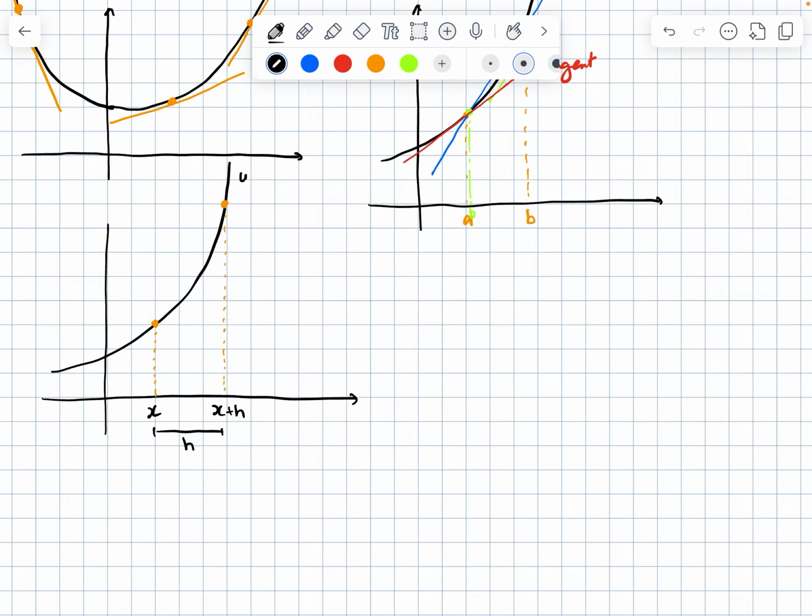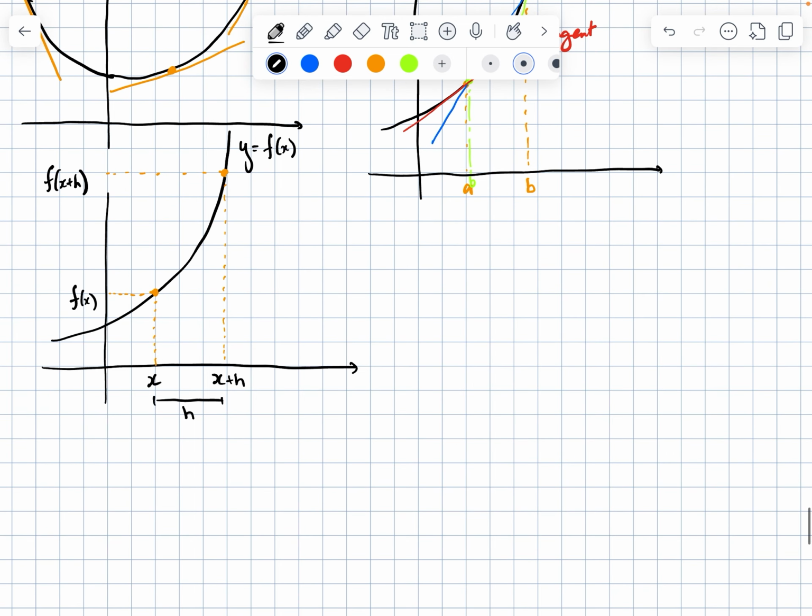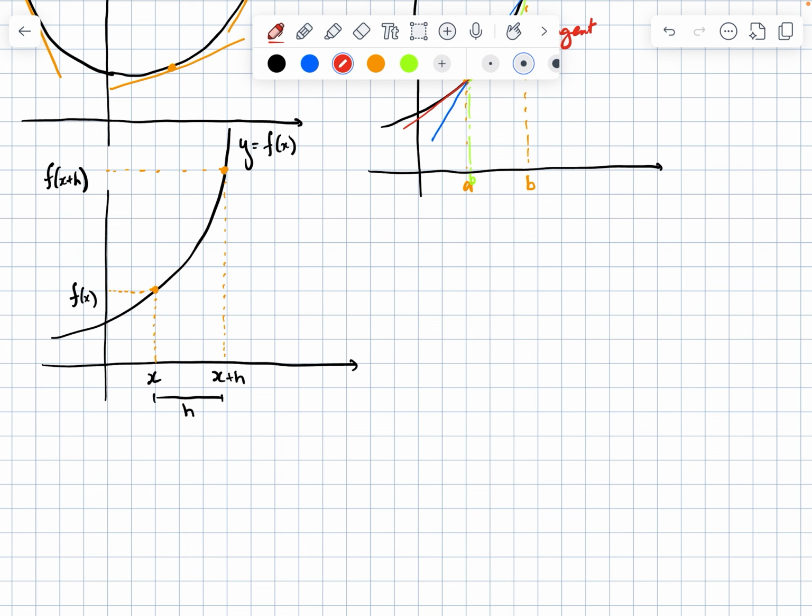Now if this is the function y equals f of x, then the y value at x would just be the function at x, and the y value at x plus h would be the function at x plus h. So I'm going to start by writing down the equation of the gradient of the secant line that goes between these two points.